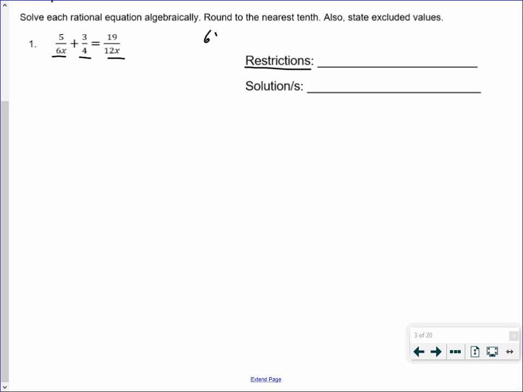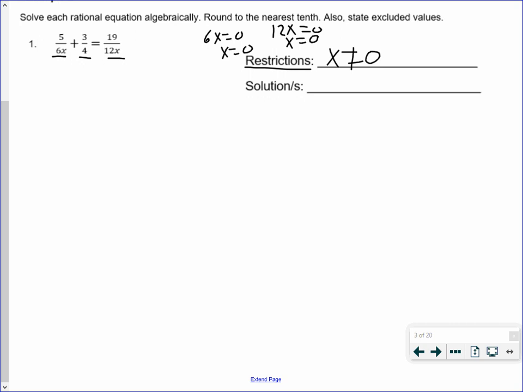When 6x equals 0, we get that x equals 0. So that's one restriction, x cannot equal 0. And when 4 equals 0, that doesn't make any sense. 4 can never equal 0, so that does not give us a restriction. And when 12x equals 0, we also get that x equals 0. We don't need to write that twice, so our restriction is still just going to be x cannot equal 0. So that's all our restrictions, all our excluded values.